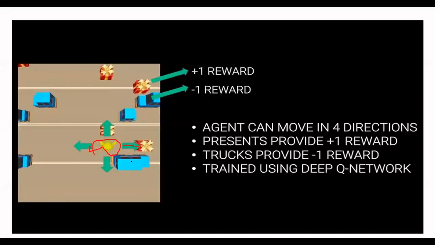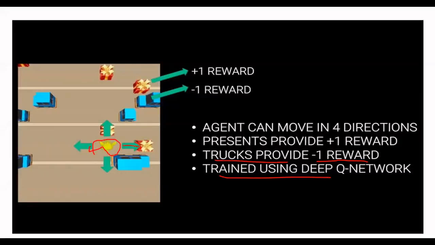And if our agent meets the truck, or clashes with a truck, then we will give a -1 reward, or we will reduce the point by one. And this kind of thing is trained using deep learning networks, which we are going to discuss in the next few slides. So let's begin.